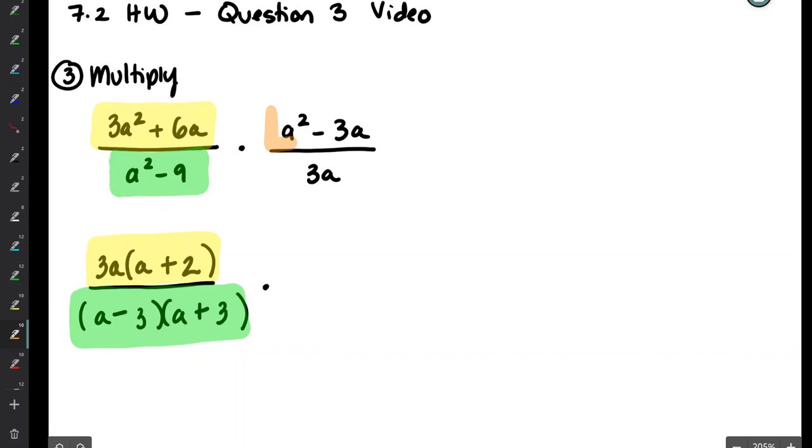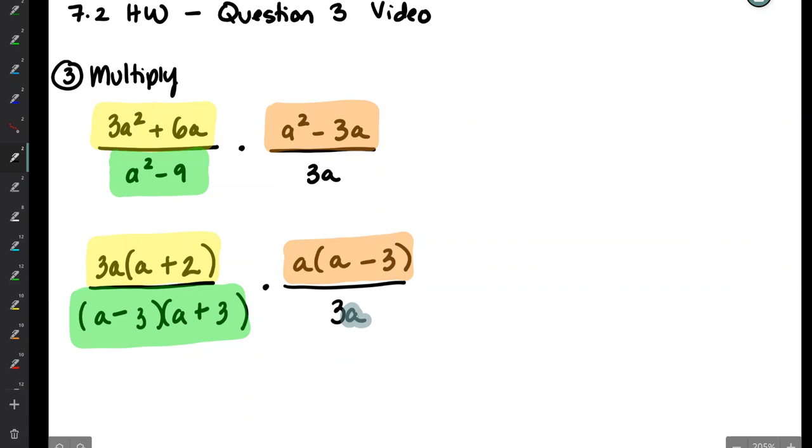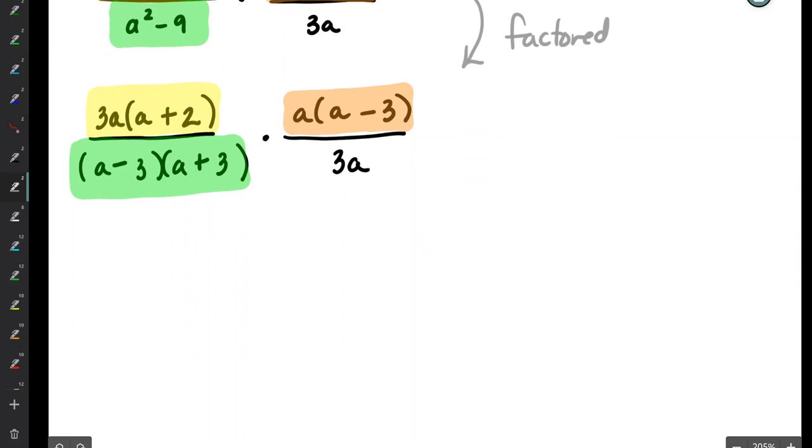Now here, a squared minus 3a, the GCF there is a. a times a gives me a squared, and a times a minus 3 gives me minus 3a. Orange is equal to orange. And the denominator, 3a, is already factored, right? It's a 3 times an a if you want. I think I'll just write it as 3a. Now we can write what we just factored here. Now I'm going to go ahead and multiply straight across.